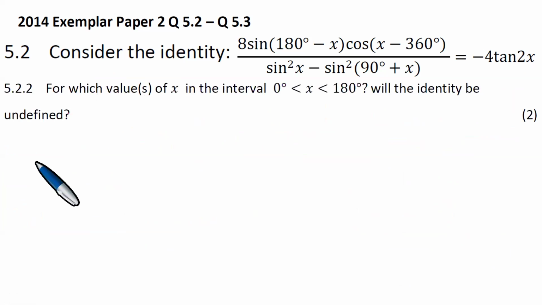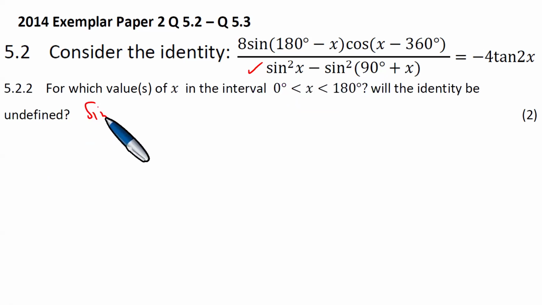For which values of x in the interval x between 0 degrees and 180 degrees will the identity be undefined? For the identity to be undefined, there are a couple of things that we need to take into account. What do we take into account? Any form of division by 0. So you have to look at both sides of this.